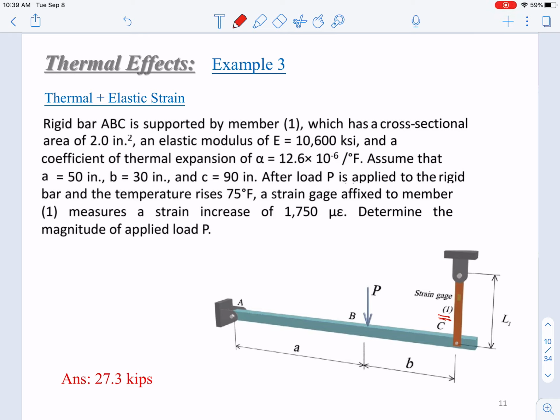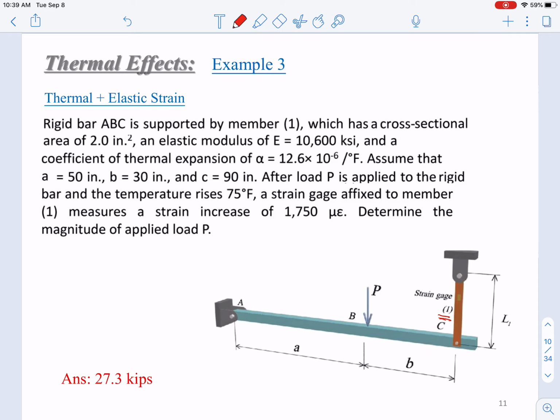Assume that A, B, C have all been given, and after load P is applied to the rigid bar, the temperature rises 75 degrees Fahrenheit. A strain gauge affixed to member 1 measures a strain increase of 1,750 microstrain. Determine the magnitude of the applied P.